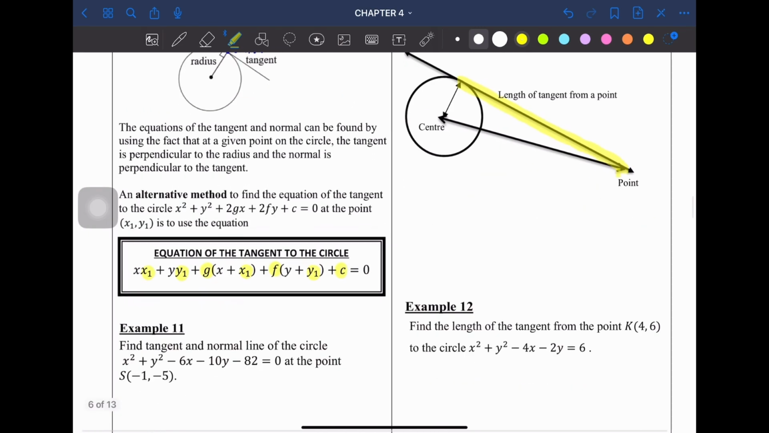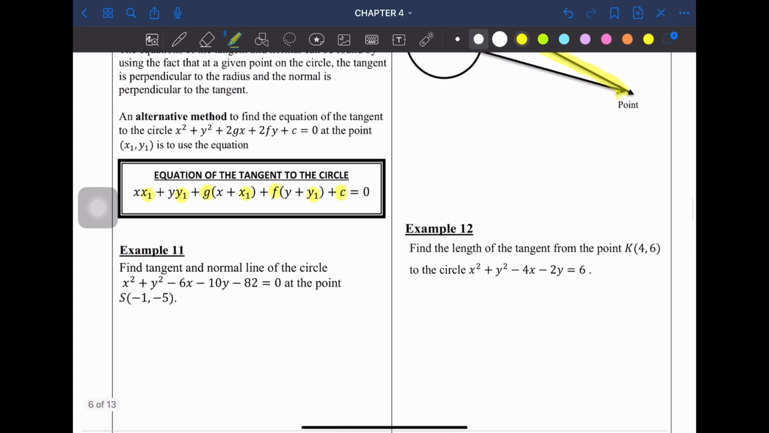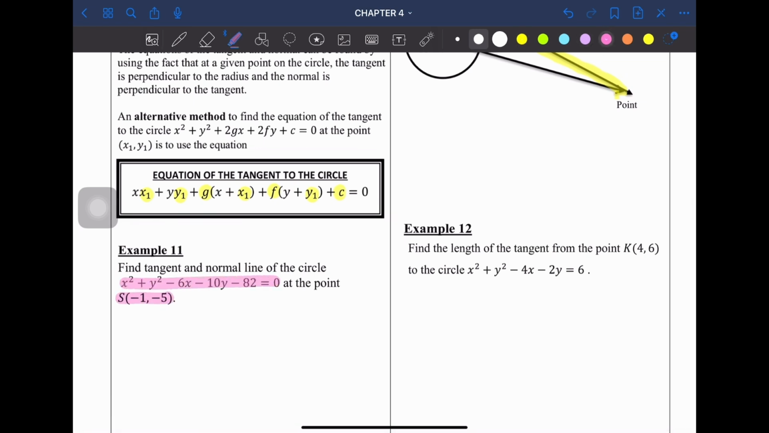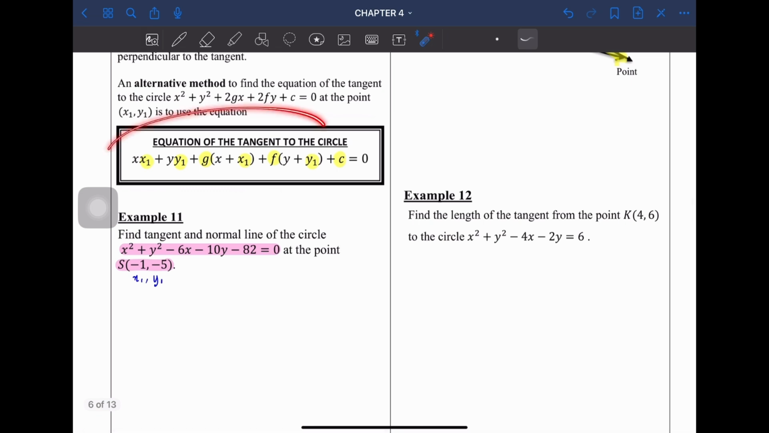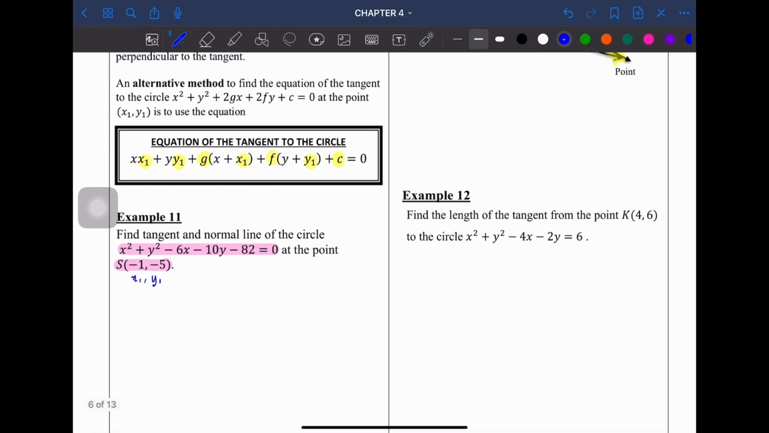Alright, now let's try the example. Find the tangent and normal line of this circle at the point negative 1, negative 5. So we have the circle and we have the point, so we know this is x1, y1. For the equation of the tangent, we're going to use this formula. We already have x1 and y1, so we need to find g, f, and c. How do we find it? We just need to compare with the general equation: x squared plus y squared plus 2gx plus 2fy plus c equal to 0.